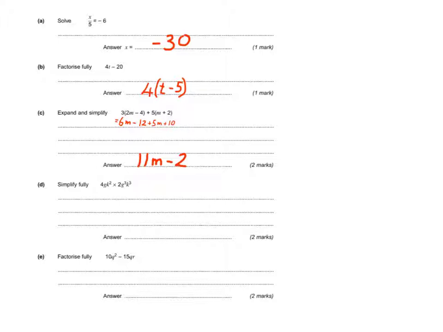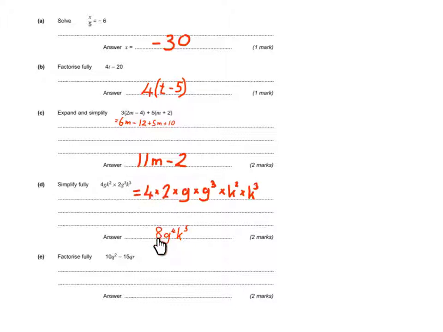Next question, simplify fully that expression. Doesn't matter what the order is, so we could rewrite that as 4 times 2, from the 4 here and the 2 here, times g cubed, from the g here and the g cubed here, times k squared times k to the 3, from the k squared here and the k to the 3 there.